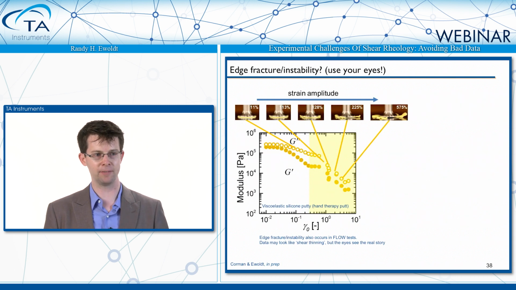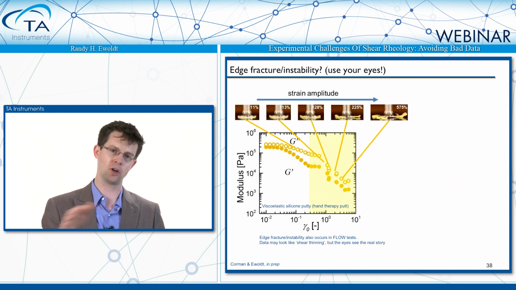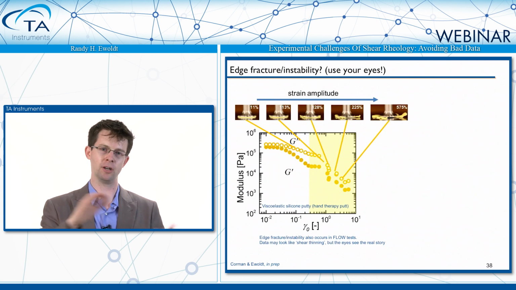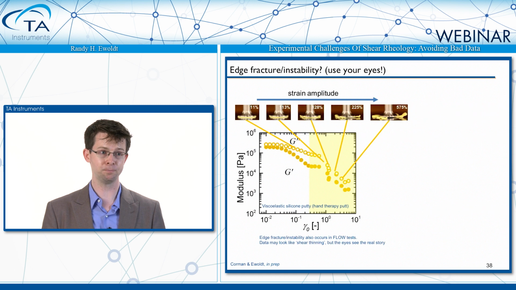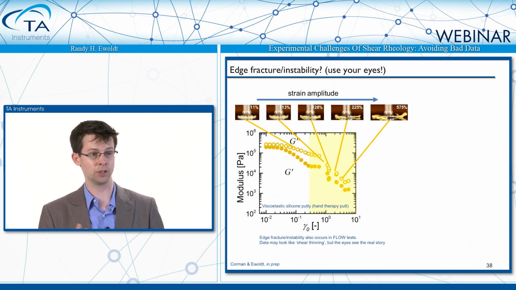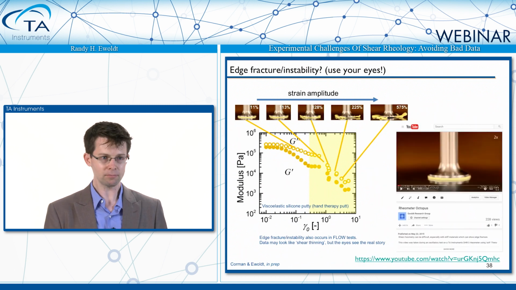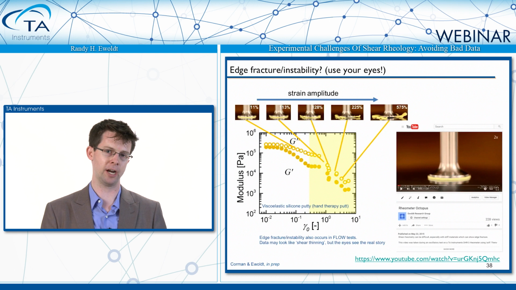So for this, I'm showing, and I've spilled the beans here already, it looks like from the data that this is nominally a softening and thinning material. G prime and G double prime both go down as a function of the amplitude. But I'm also showing you what our other good instrument in the lab sees, which is our eyes: still images from a video, showing that the sample is not doing what you think it's doing, and it looks like it's shear thinning. We've taken a video of this that we've shared on our YouTube channel that you can find, but I'll also be showing it here right now. And so I'll play the video right now for us.